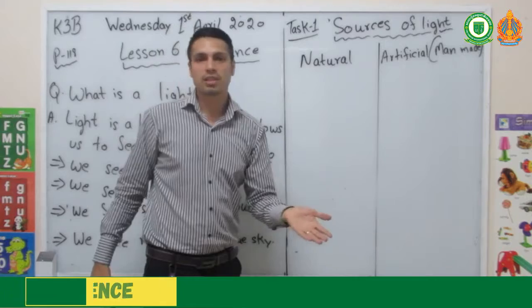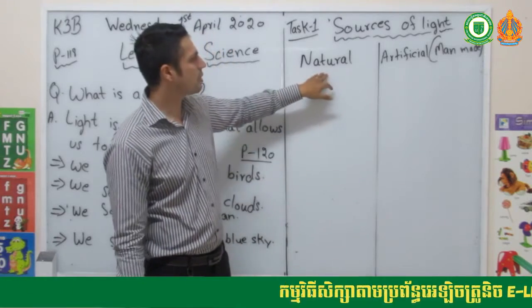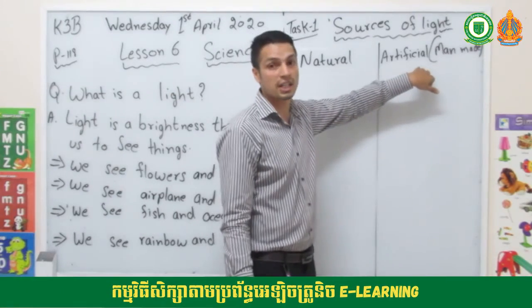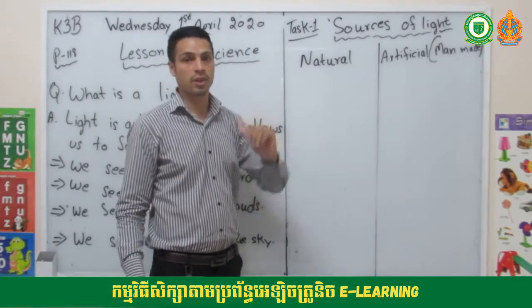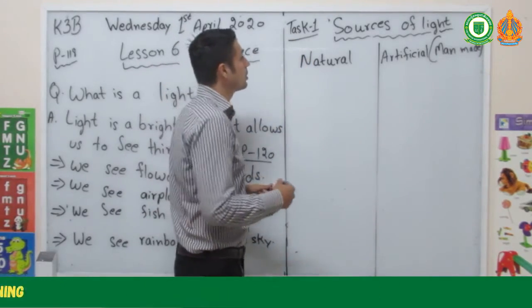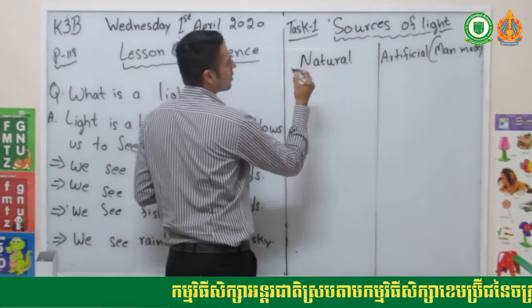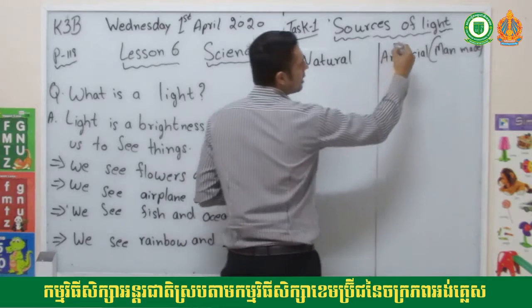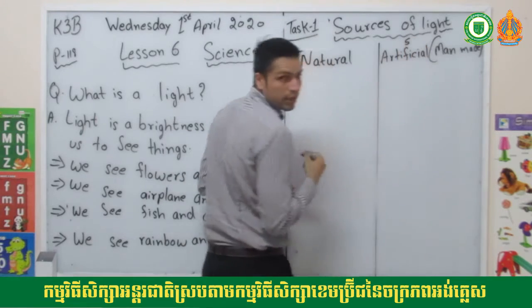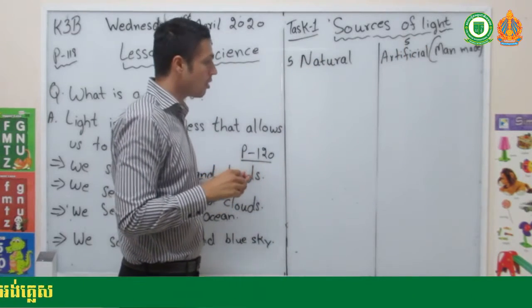You can see in the first video what the natural sources and the artificial sources of light are. I want you to write down at least 5 each. 5 natural and 5 artificial sources of light.